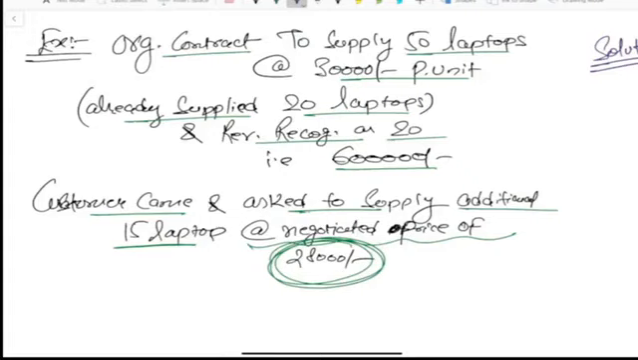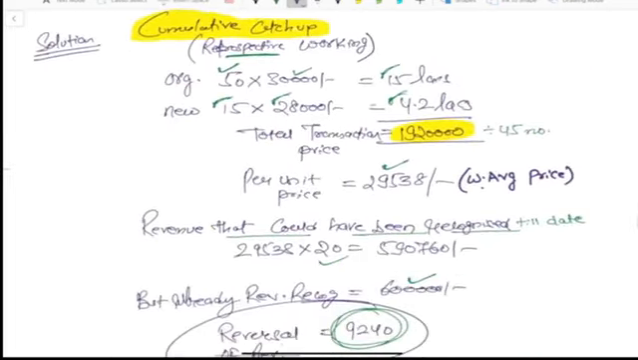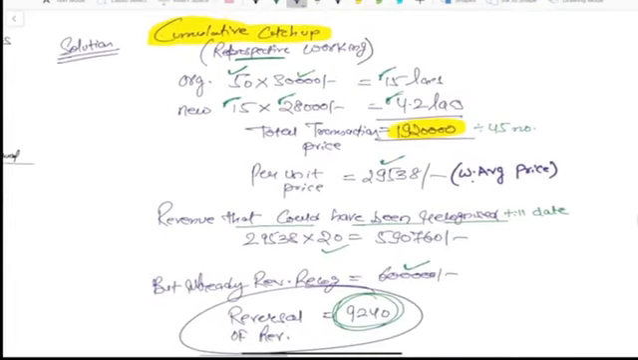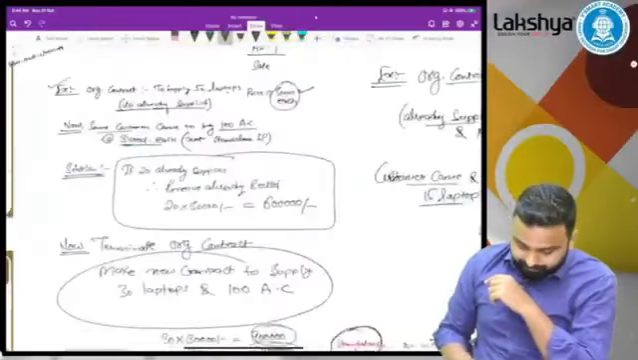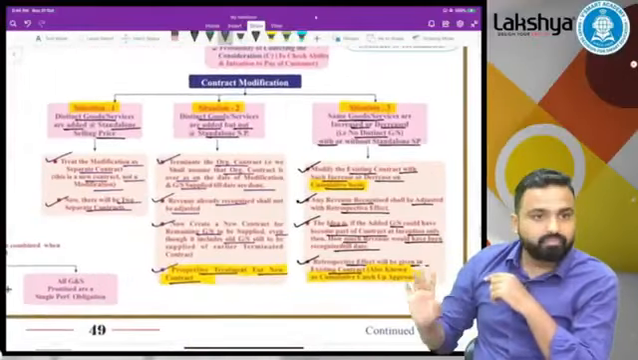One, two, three, four, five. One, two, three, four, five. All right. This was modification.